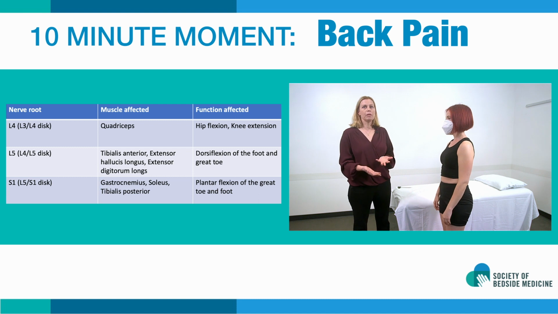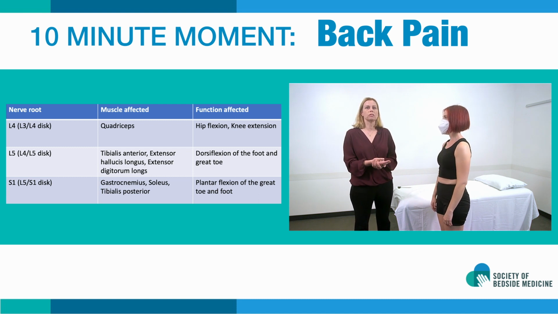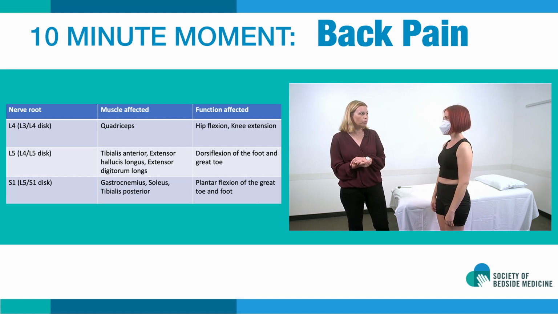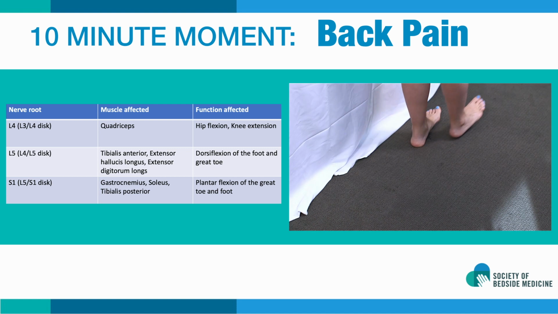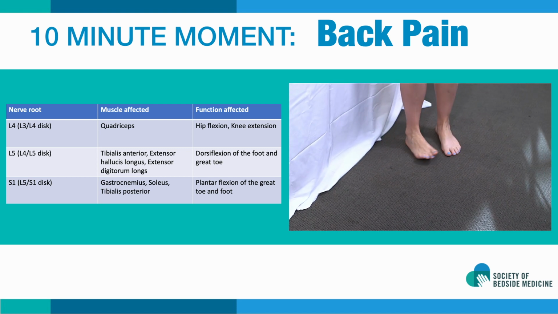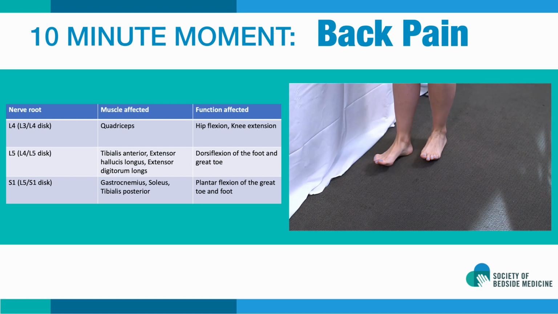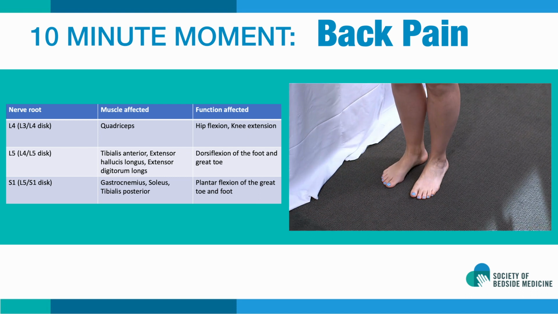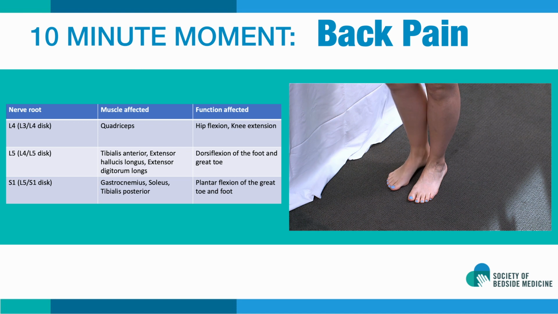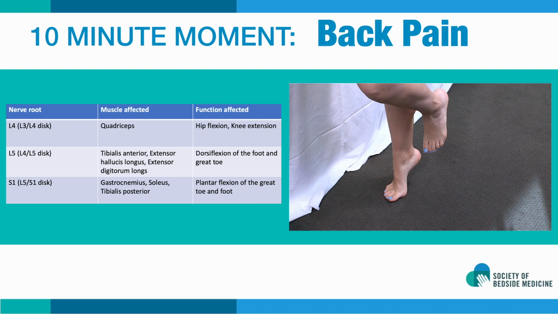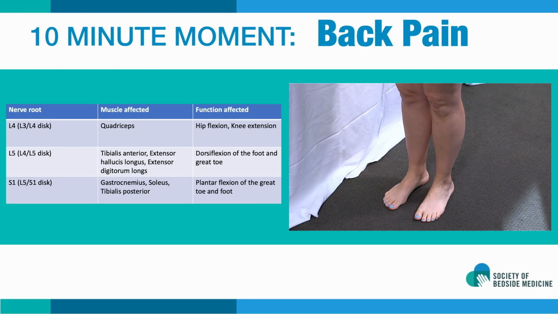Squatting down and coming back up tests the quadriceps muscle. That is the L3, L4 spinal level. Can you walk on your heels? Very good. This tests the anterior tibialis muscle and the L4, L5 level. Now please stand on the left leg and raise up to your toes and do the same thing on the right side. And this tests the posterior tibialis muscle and the L5S1 level.